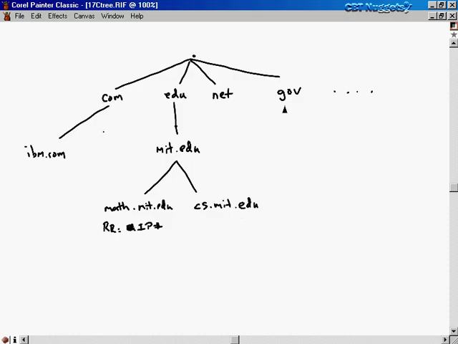Just at the top level, there are all the different countries and all the different classifications, right? And then underneath those, just think how many .com domains there are. Think how many .edu domains there are. And then under those, think how many domains there are just at IBM.com, or MIT.edu. And they can go on further down even. There could be a web server at cs.mit.edu called www.cs.mit.edu, and that would be another level in this tree.